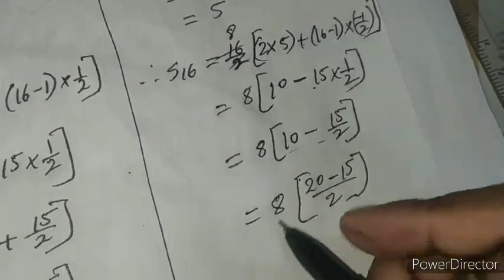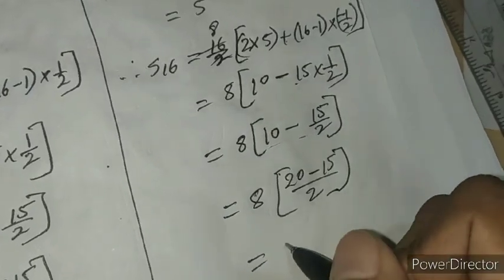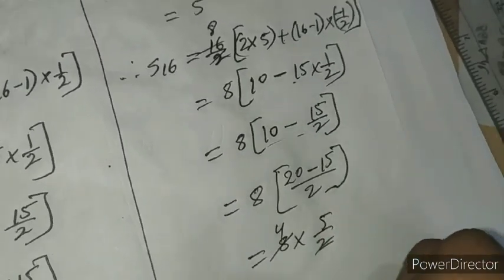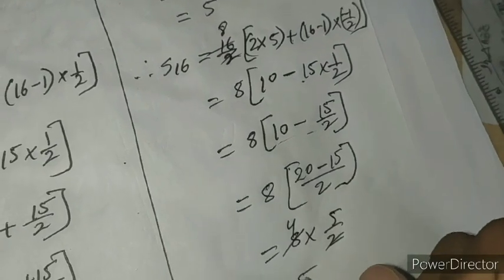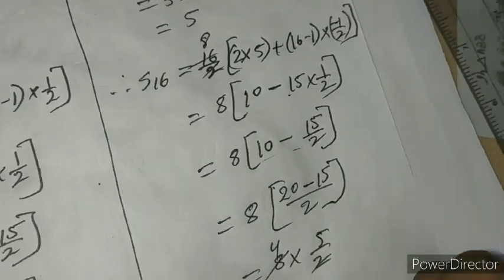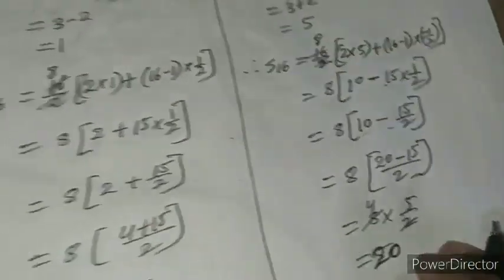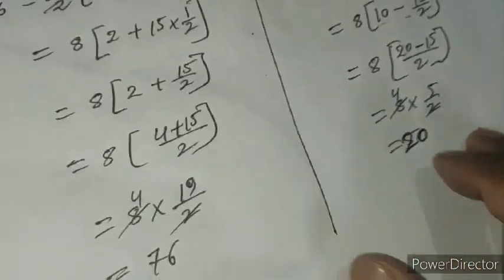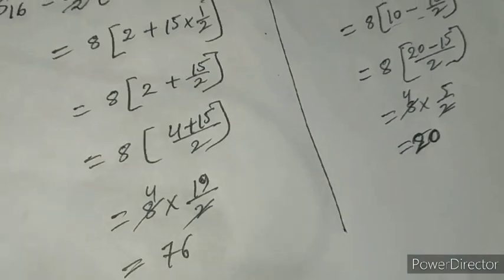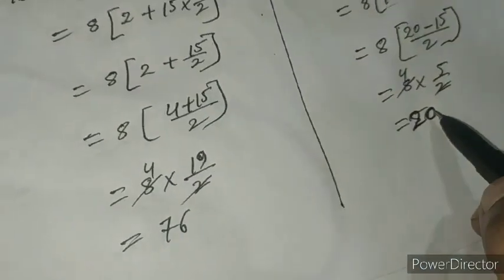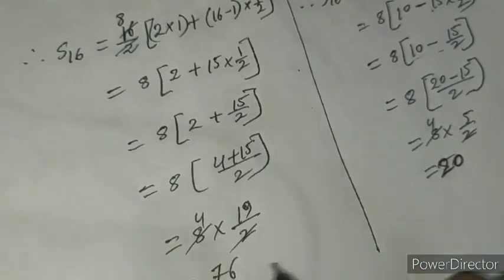Okay, so 20 minus 15 is 5. 8 into 5 by 2, so 2 4s are 8, so 4 5s are how much? 4 5s are 20, we got. Now see, therefore what we got as S16 is either 76 or 20.